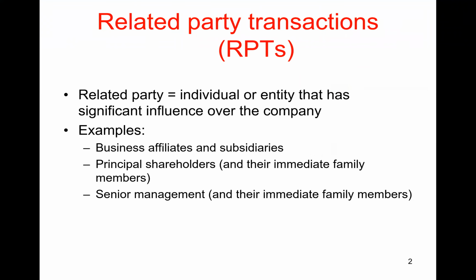So first of all, what is a related party? Well, a related party is any individual or entity that has significant influence over the company. Some examples would be business affiliates, subsidiaries, a parent company, principal shareholders, the family members of the principal shareholders, senior management, and their family members as well. So it's essentially anyone or any entity who has influence over the company.